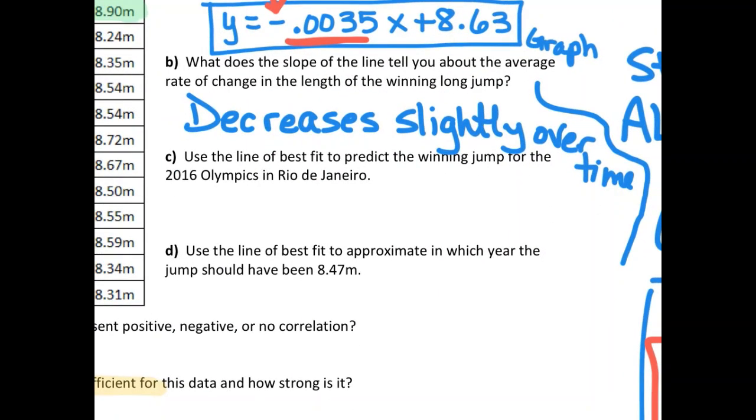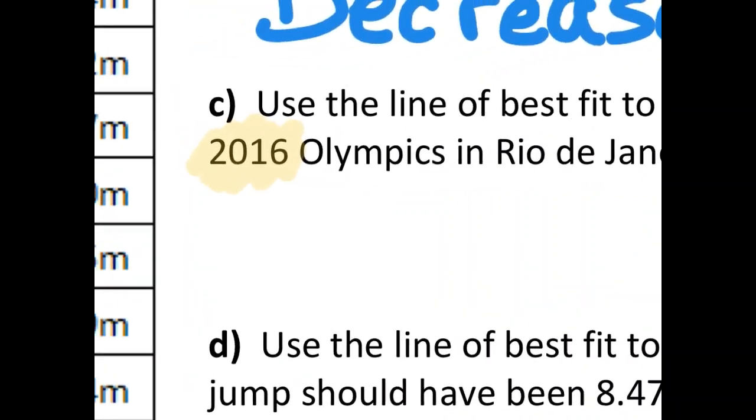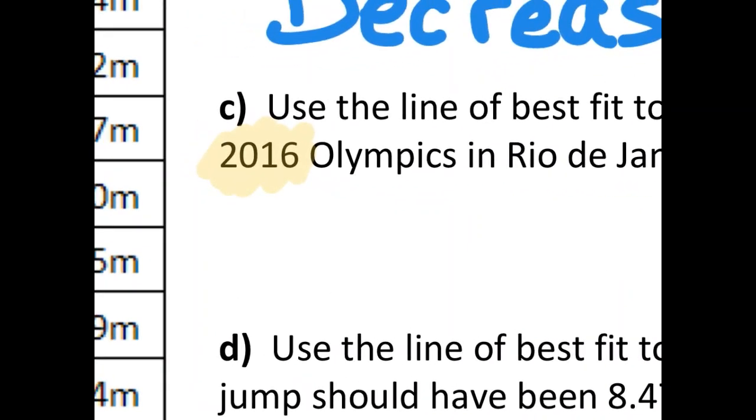And then it says, use the line of best fit to predict the winning jump for the 2016 Olympics in Rio. And so 2016, remember that we're using x equals the number of years after 1960. And so here, x would equal 56.